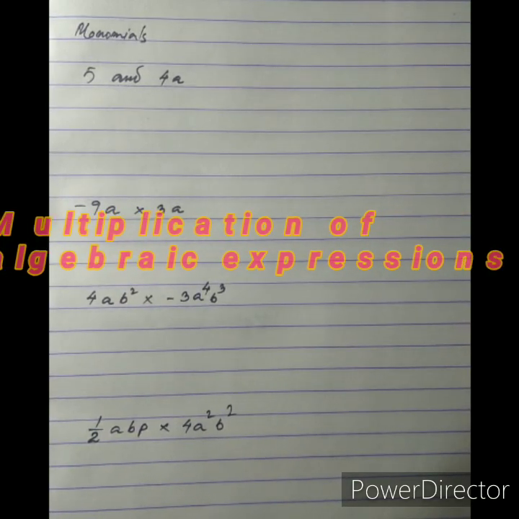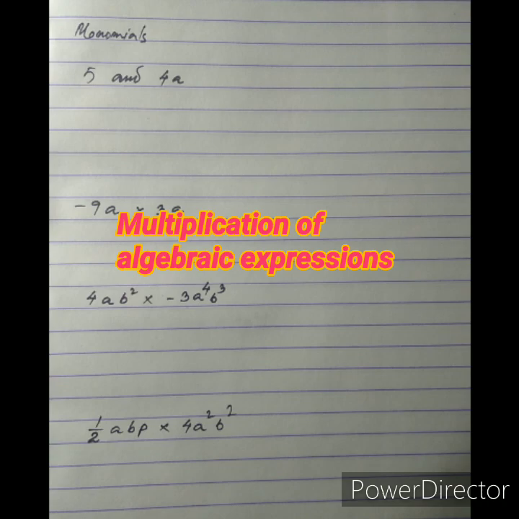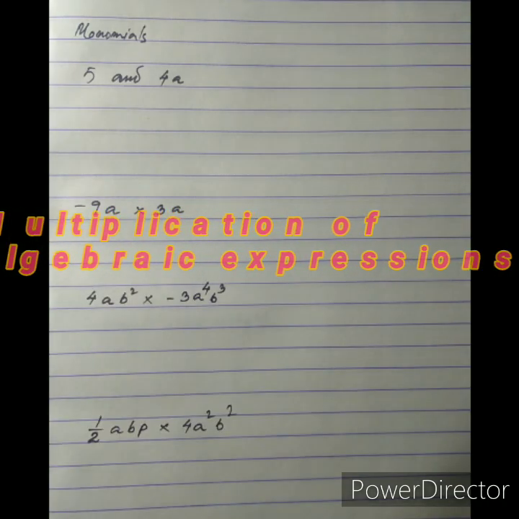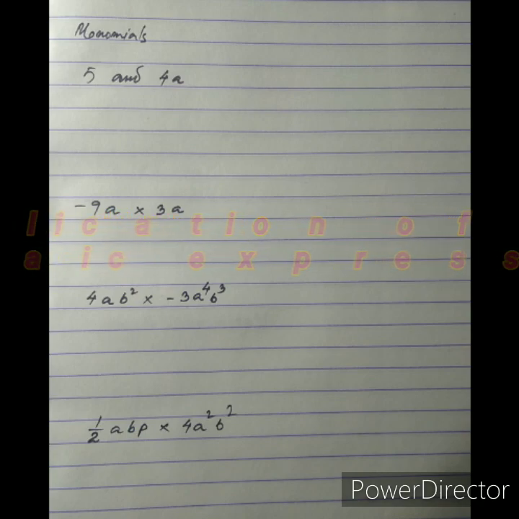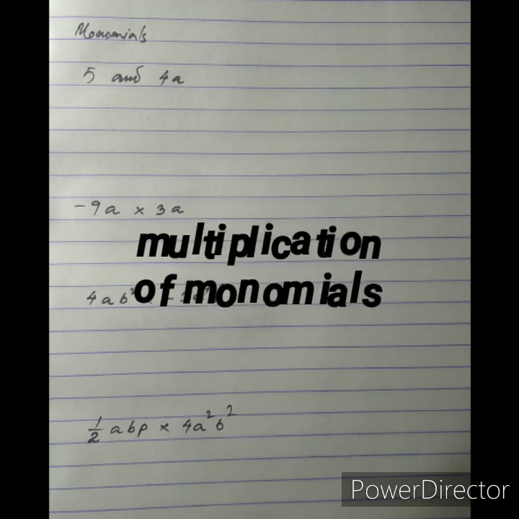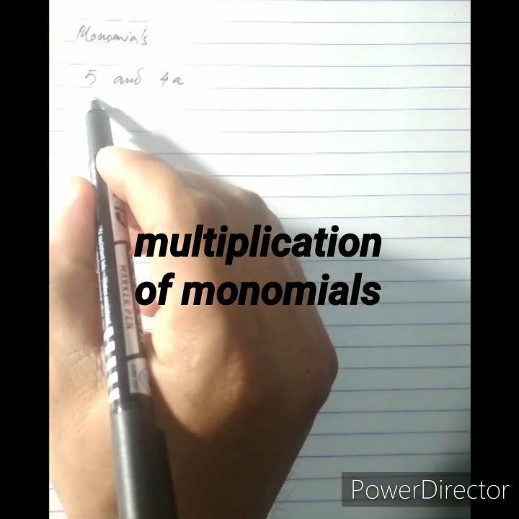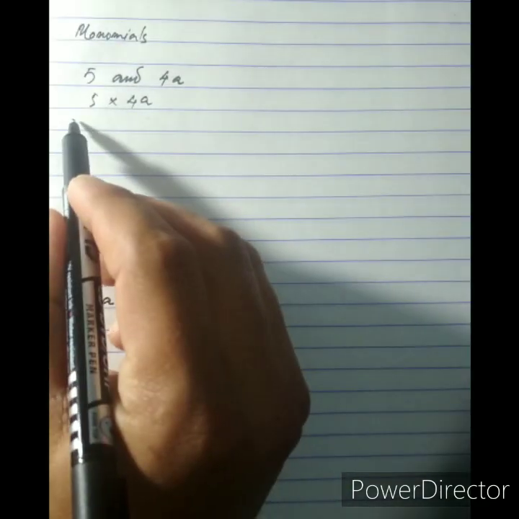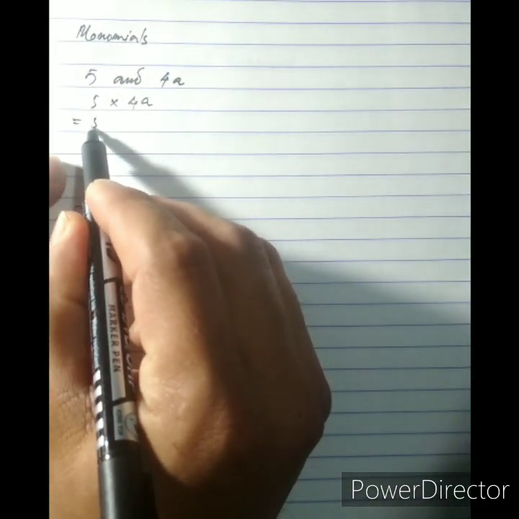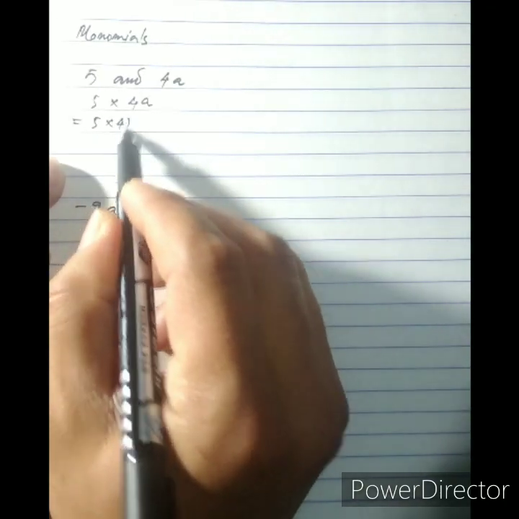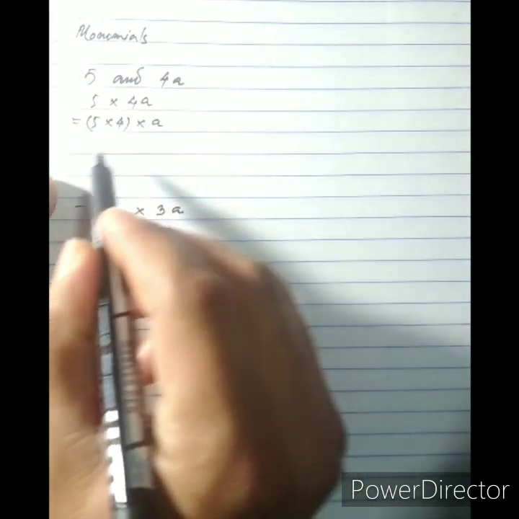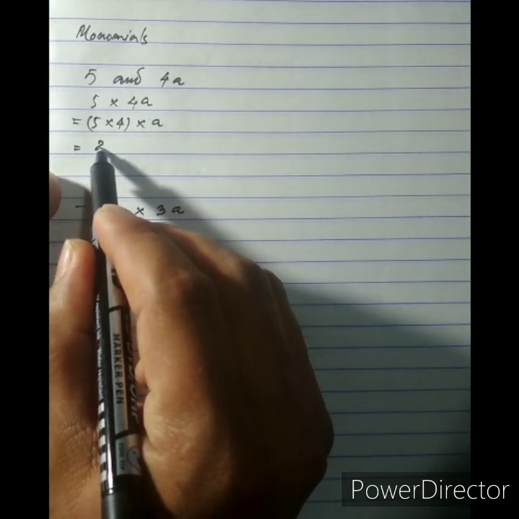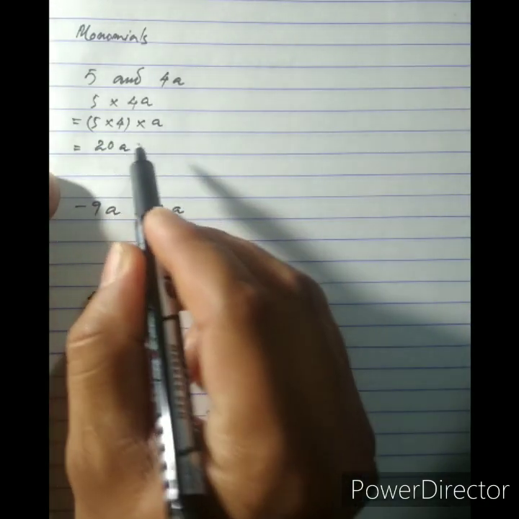Okay, now we are going to learn how to find the product of algebraic expressions. Particularly the first four questions are only for monomials. I have written here 5 and 4a. Now let us see how to find it. 5 into 4a. First, I'll write 5 here, 4 here, then a. 5 into 4 is 20, then a.